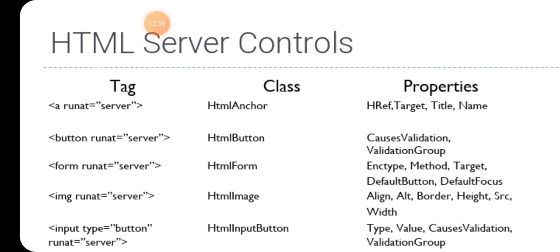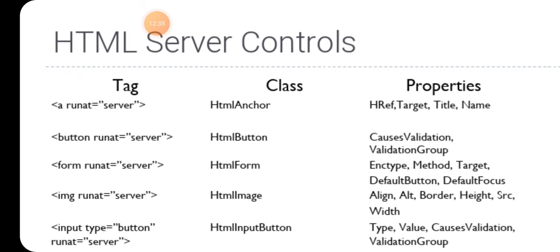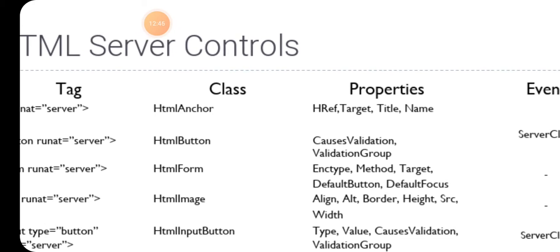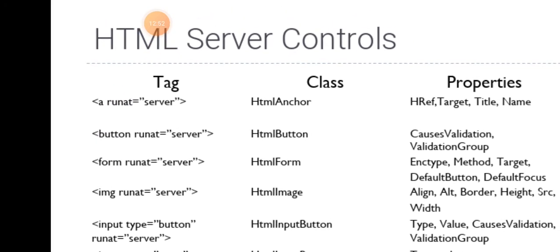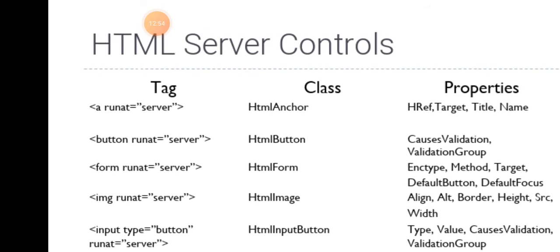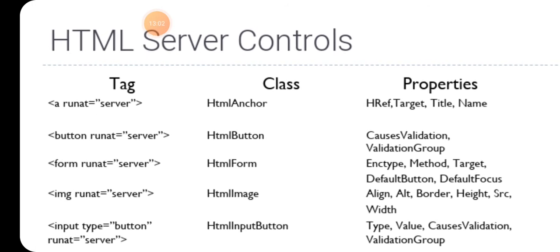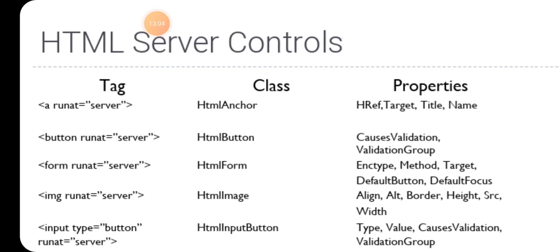Next, button. It is just like a command button. The tag is button runat="server". The properties are CausesValidation and ValidationGroup. It acts based on the validations. It has the ServerClick event. Next, HTML form. It has the tag form. By adding the attribute runat="server", because it is an HTML server control, for that we are adding the runat="server" attribute.